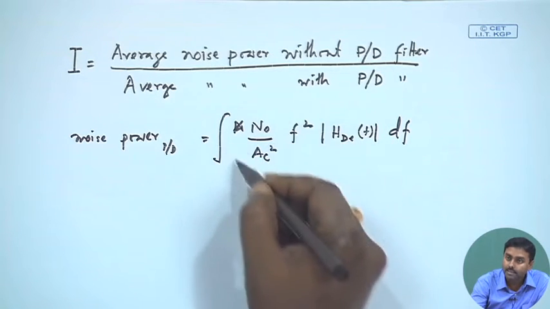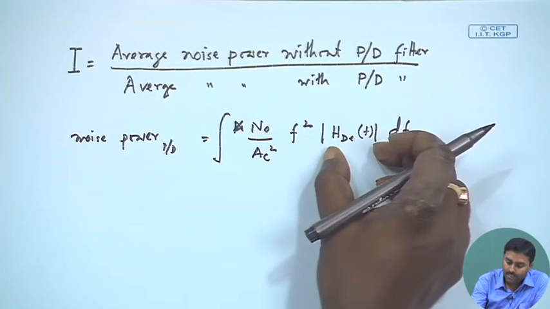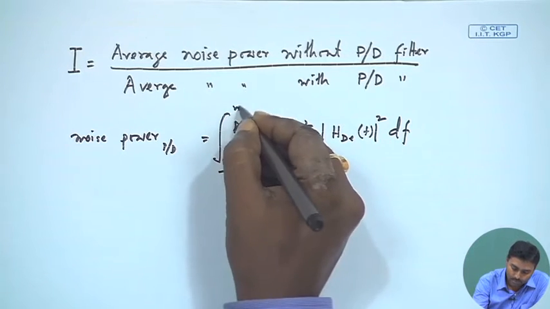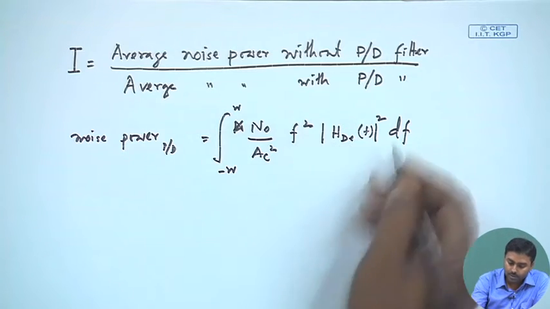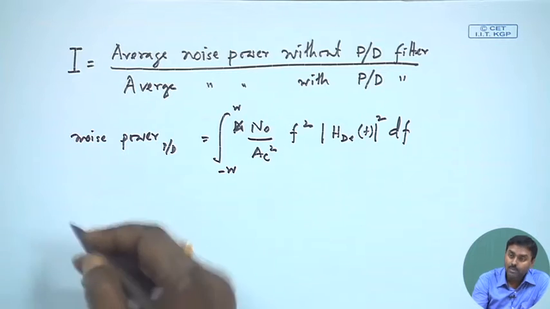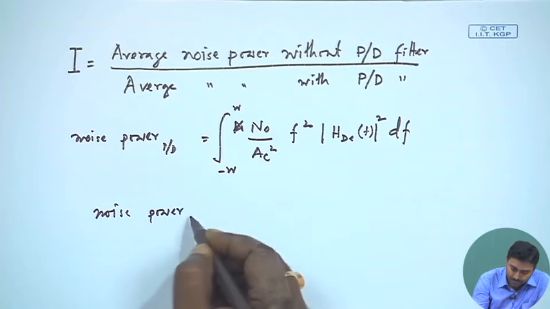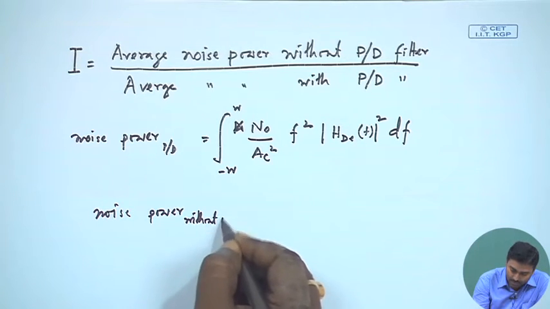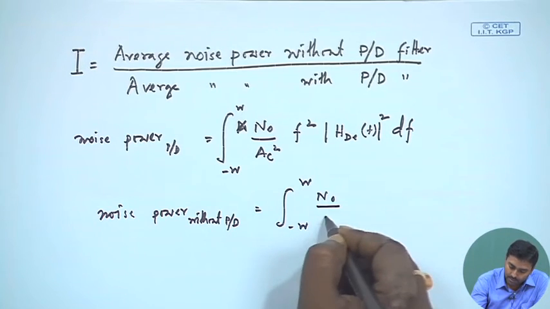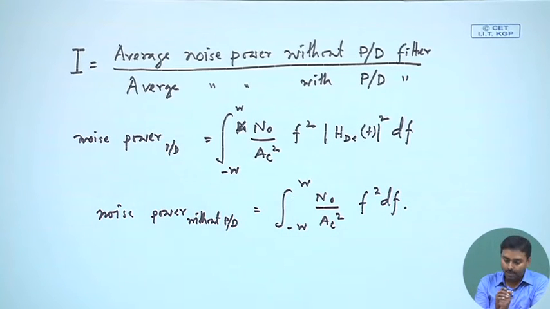This was the power spectral density for NDF and that SNDF, multiplied by this square, then I have to integrate it from minus W to plus W, right. So, this should be my overall noise power. And for the noise power without PD, we have already calculated. That is something we have already demonstrated. So, that is just the integral from minus W to plus W of N0 by A_c square F square DF, right. This is something we have already evaluated.